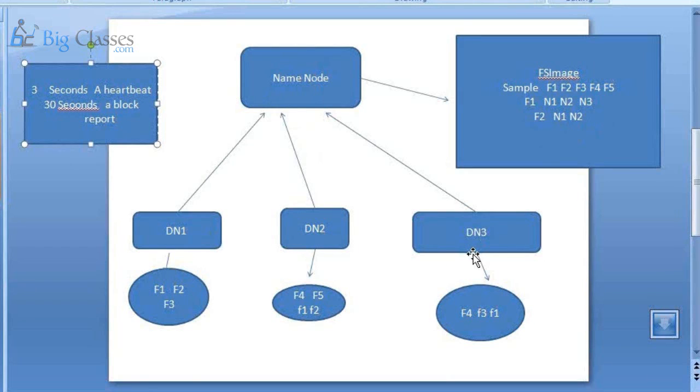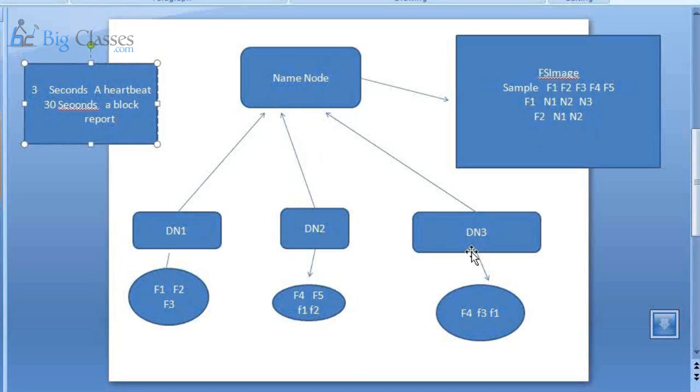Is this point clear to everybody, or do you want me to repeat? Please let me know. Very, very important. So block report basically tells the name node that I have this much total space, this much free space, I am storing these files, and in each of the files I am storing these blocks. That information has to be given from each and every data node to the name node.